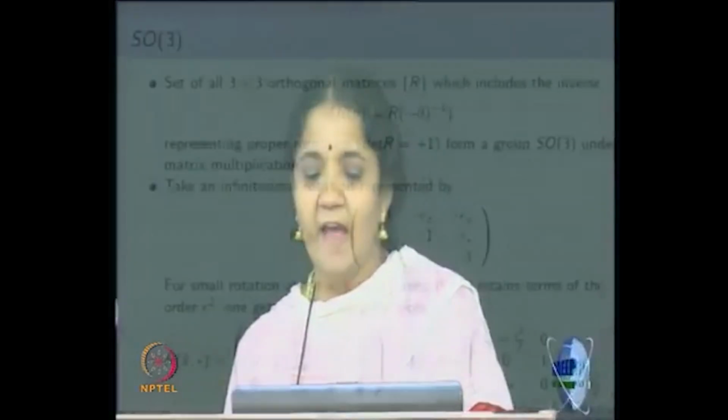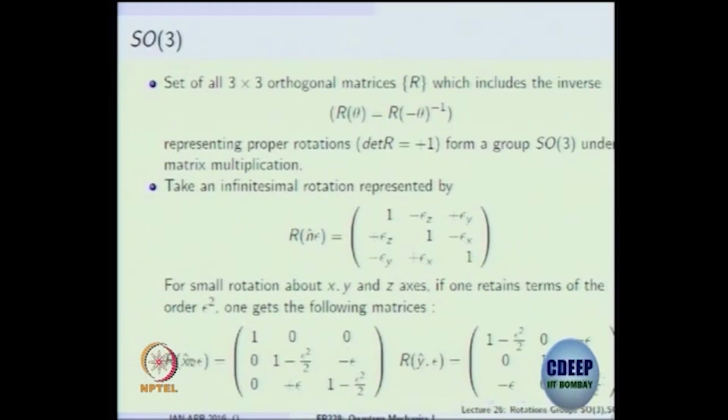Suppose you take n hat to be along the x axis. The one which will show up is the rotation with epsilon x, and I am keeping terms, we will see later why I am keeping terms up to epsilon squared. If you want to keep terms up to epsilon squared, then you can write the rotation about the x axis in this fashion. Please verify this, okay.